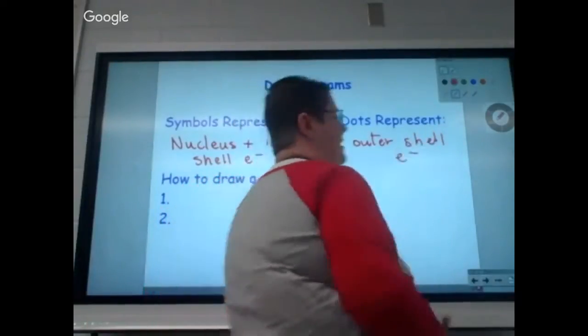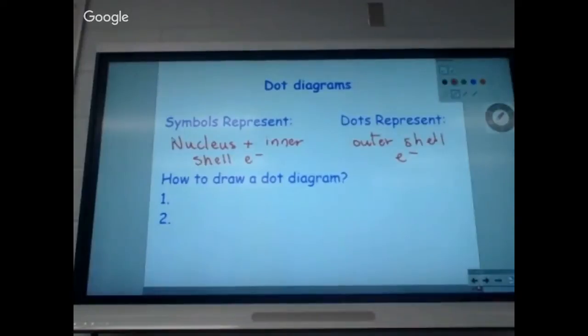Now, the reason I said dot diagrams are the easiest thing to draw is what do we already know how to find? You should already know how to find the outer shell electrons. The vast majority of us do know how to find outer shell electrons. So, drawing a dot symbol should be pretty easy.